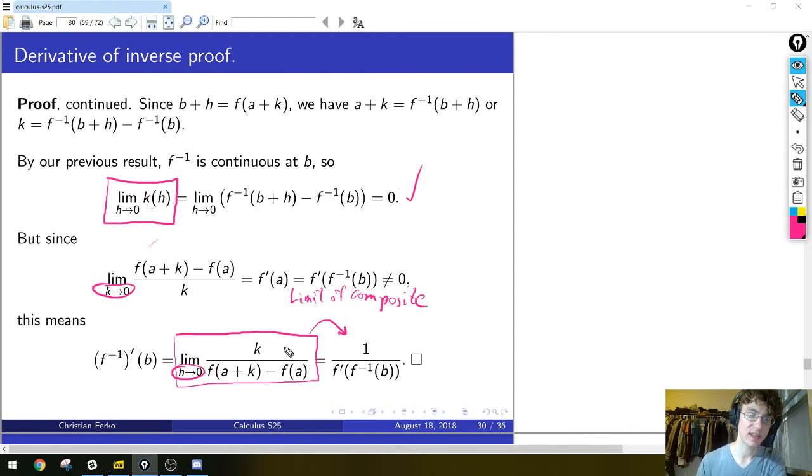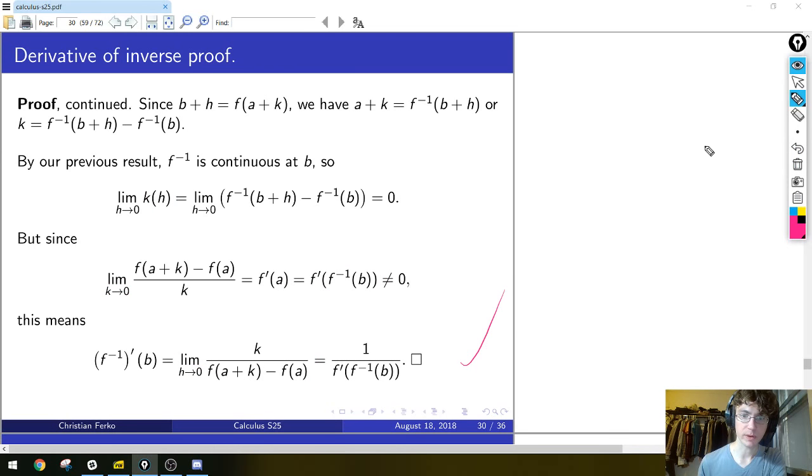And the second step is the limit of a multiplicative inverse. Because this thing in the pink box is 1 over this thing in the second pink box. So applying those two theorems that we proved, limit of composite and limit of multiplicative inverse, this thing has to be 1 over the value of this limit up here. So it's 1 over f prime of f inverse of b. So that's what we wanted to prove.